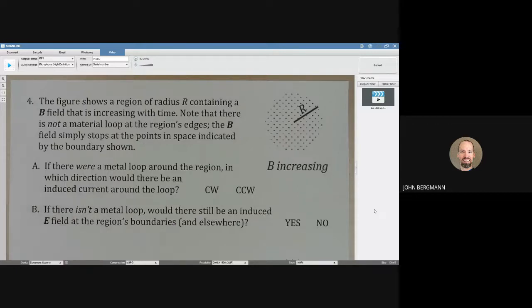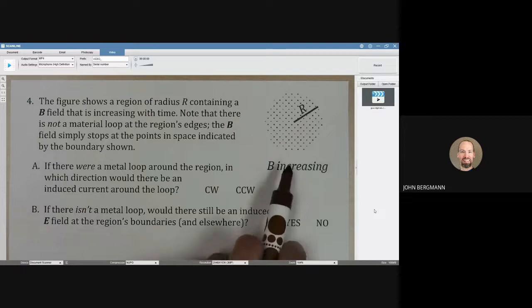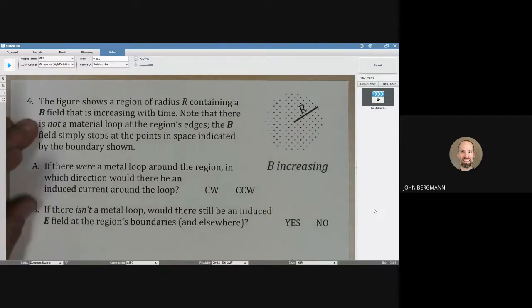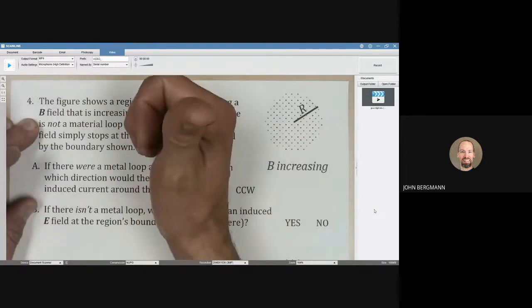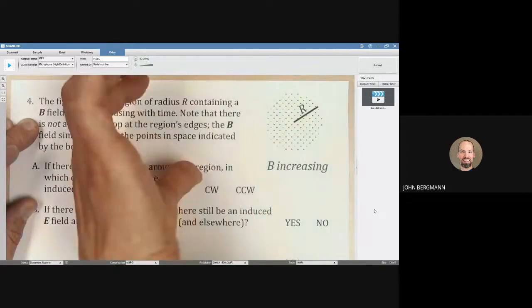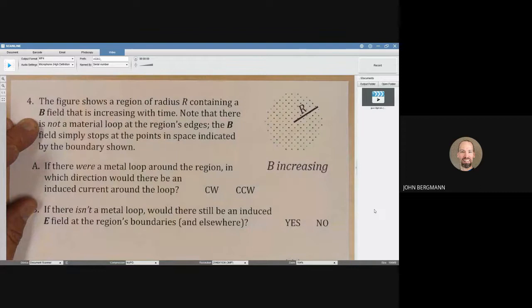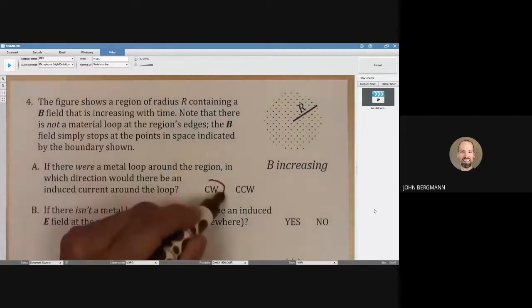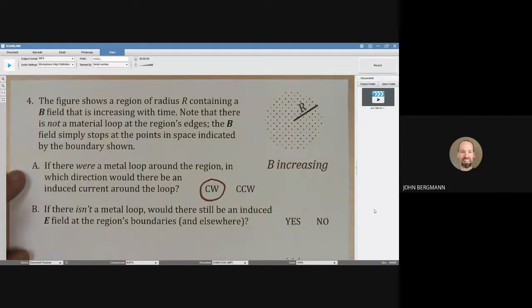If there were a metal loop around the region, in which direction would there be an induced current around the loop? Well, we would need to use Lenz's law here, and we'd say the magnetic field is increasing towards us, and so nature doesn't like change, so we need to fight that increase towards us with our thumb pointing into the page, and that would be clockwise. If there isn't a metal loop, would there still be an induced electric field at the region's boundaries?